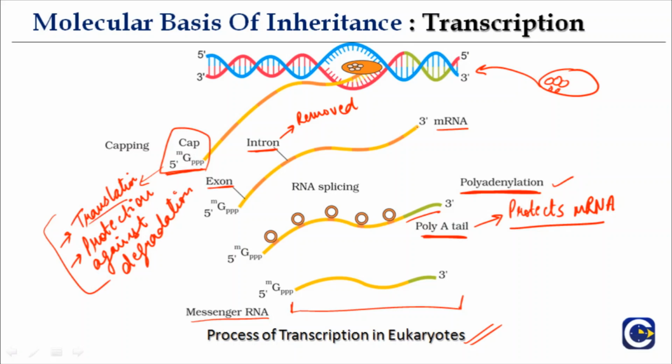Then this primary transcript has introns that must be removed. They are removed by the process of RNA splicing, and then a poly A tail is added, which is multiple adenines that are added. They can be up to 200 or even more adenines that can be added, and they also protect the mRNA. And then ultimately the final mRNA is formed in case of eukaryotes. So the process of transcription in eukaryotes, the principle is the same, but there are certainly much more differences.